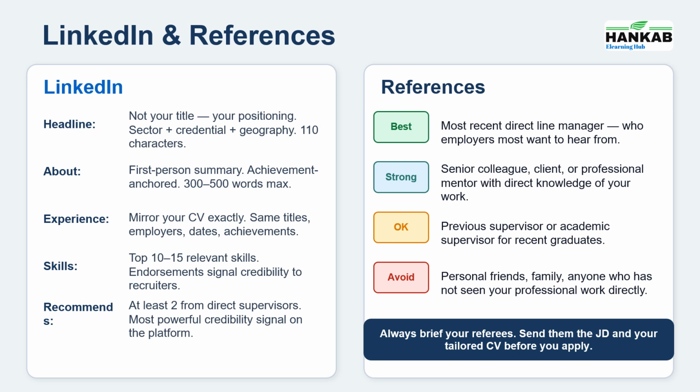Second, they choose referees who cannot speak to their professional performance. A family friend, a personal acquaintance, someone who knew them 10 years ago in a different context. Your most credible referee is your most recent direct line manager. If that is not possible, a senior colleague, a significant client, or a direct supervisor from a previous role. Never a personal reference unless explicitly asked, and brief every referee properly. Send them your tailored CV and the job description. They need context to give a strong reference.